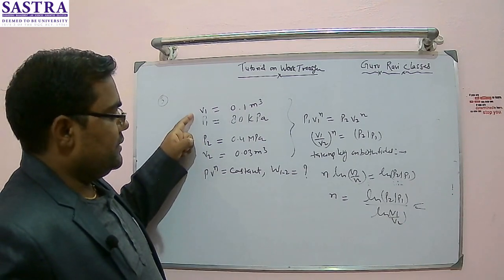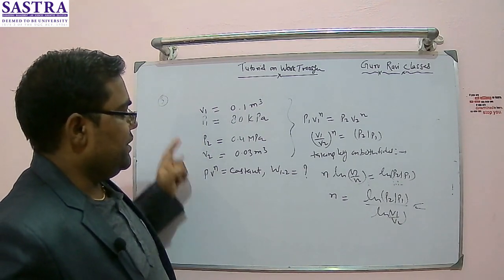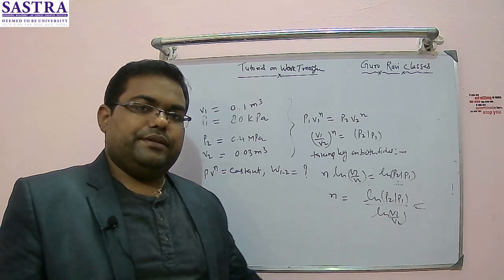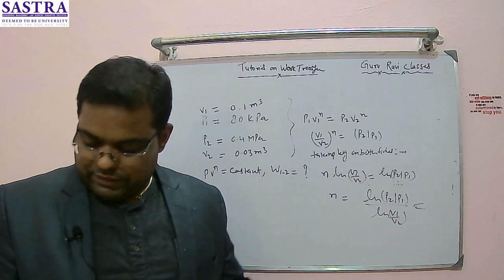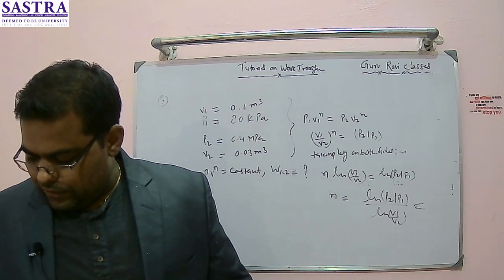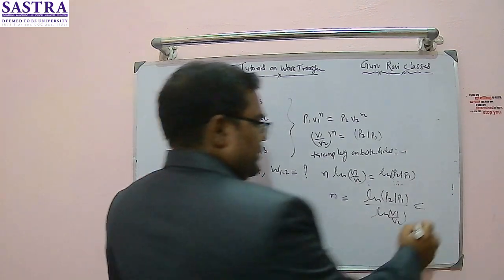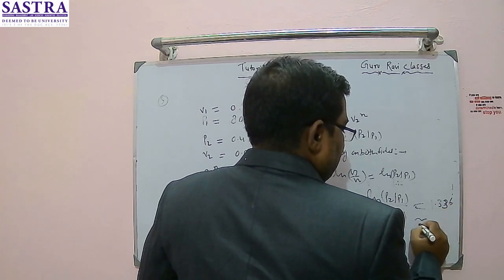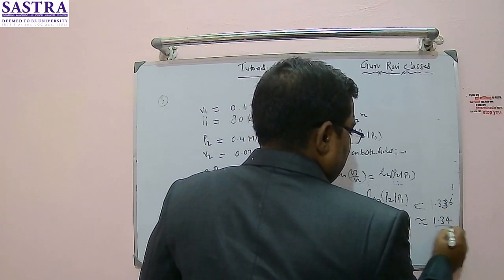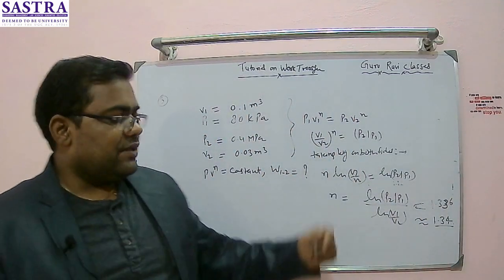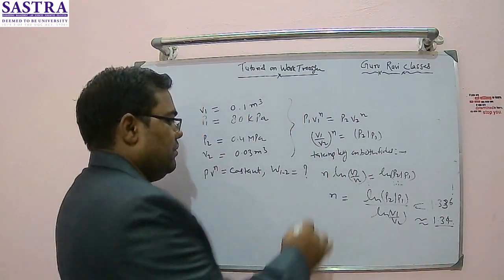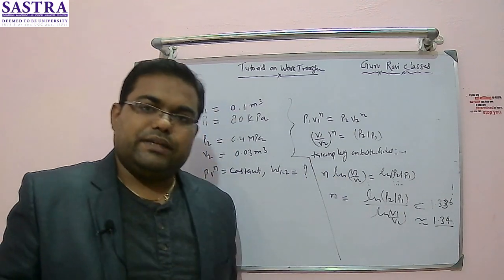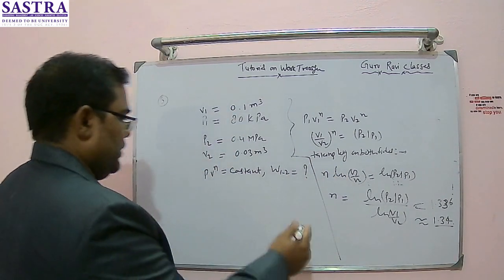I know all the things. I know P1, P2, I know V1, V2. Just substitute the values here and get the value of n. If you do so, you will get the value of n around 1.336, which is nothing but 1.34. So the polytropic index I got is n equal to 1.34. The moment I know the polytropic index, I can get the work transfer.